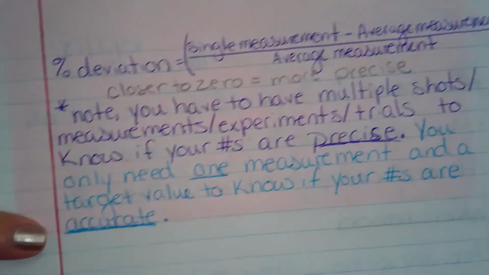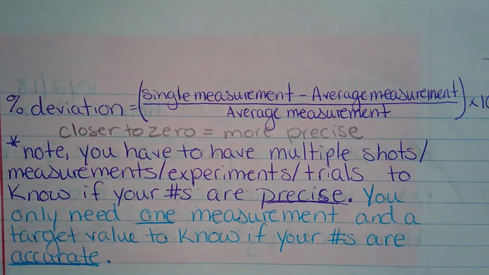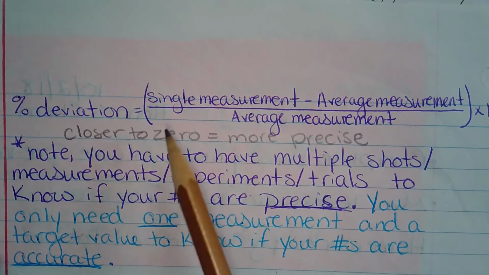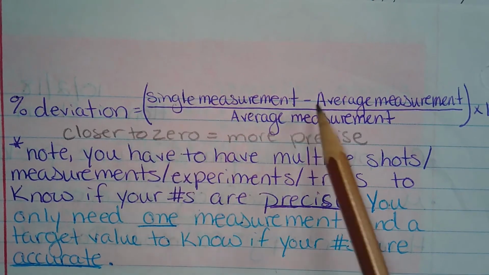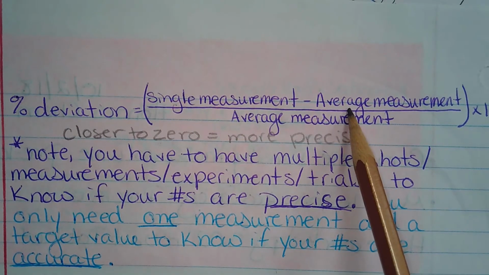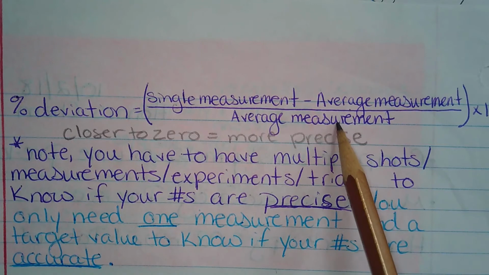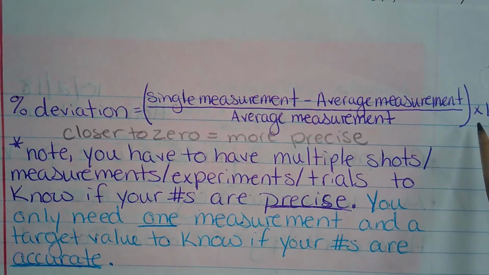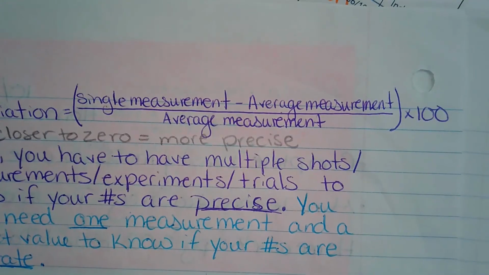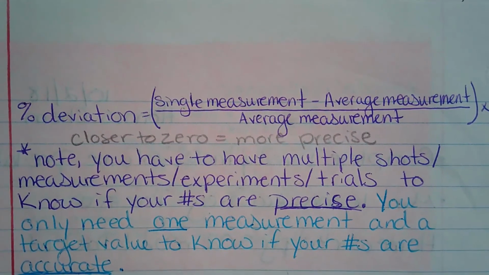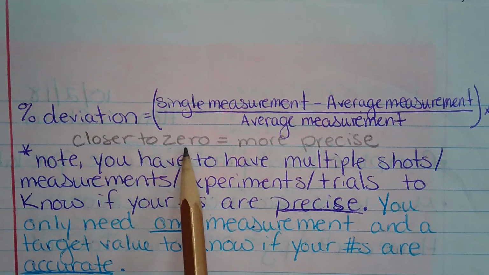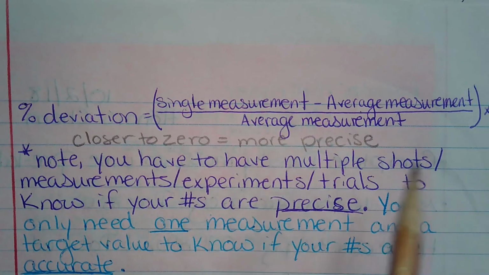Precision is measured using something called percent deviation. Percent deviation is a single measurement minus the average of all of your data, divided by the average, times 100. Similar to percent error, the closer you are to 0, the more precise your data is.